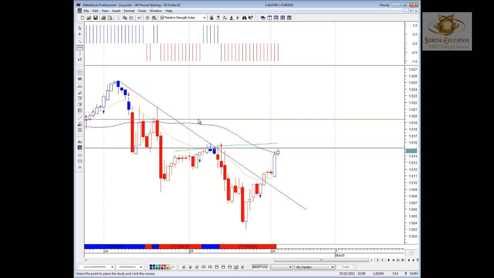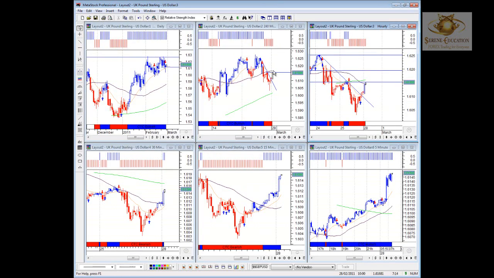and we can start looking at areas such as 16,1995 as a possible target, and also 16,25 is the next one. So there's movement for this to the upside, and that's what I want to get. Okay, so not looking to trade this until it's closed higher than 16,1700. So without further ado, I'll be moving swiftly on to the US dollar Swiss franc.